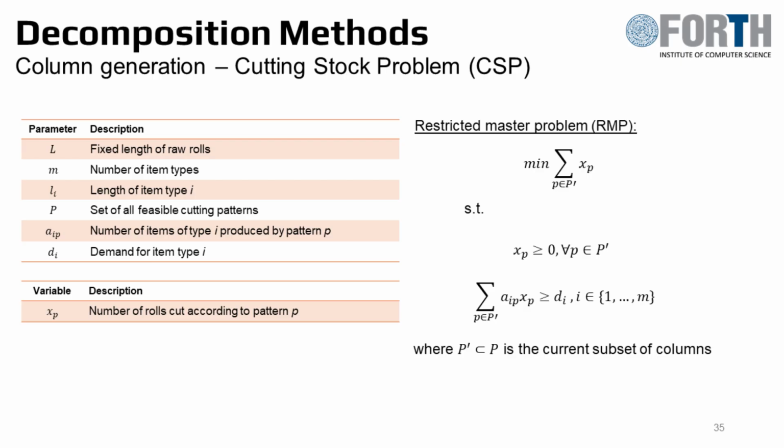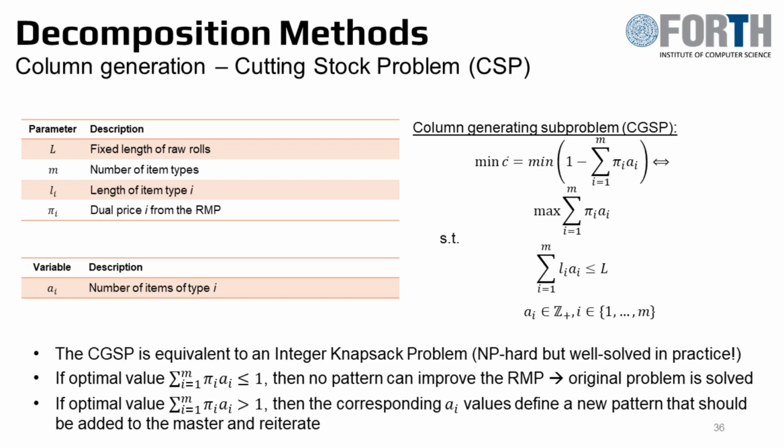We solve this restricted master problem to optimality. If the current subset P prime is sufficient, then the solution will already be optimal for the full problem. Otherwise, we need to identify a new cutting pattern that can improve the solution. This leads us to the column generation subproblem, which determines whether there exists a pattern with negative reduced cost. We now derive the column generation subproblem for the cutting stock model.